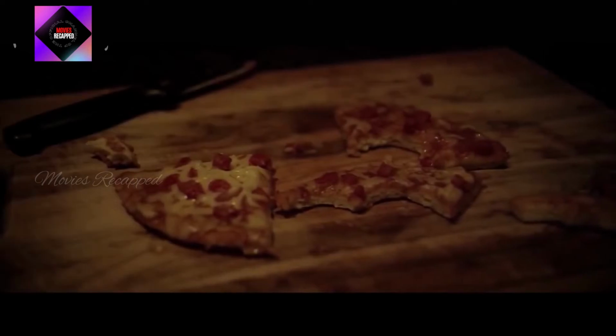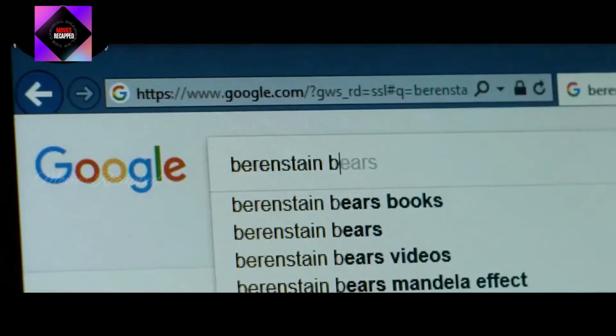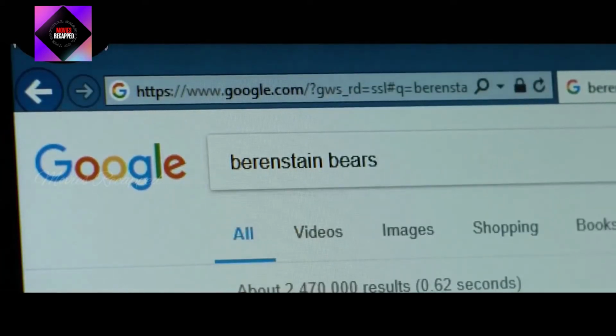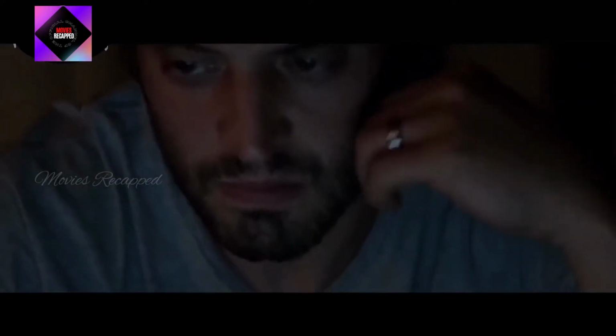Brendan then gives him some pizza, and he also asks Matt about the book The Berenstain Bear. Matt replies that the book is titled The Berenstain Bear, with the letter E, but Brendan shows Matt that the correct writing is The Berenstain Bear with the letter A. Out of curiosity, Brendan tries to find it on the internet, and it turns out that there are many people who think that the writing in the book is The Berenstain Bear, with an E.